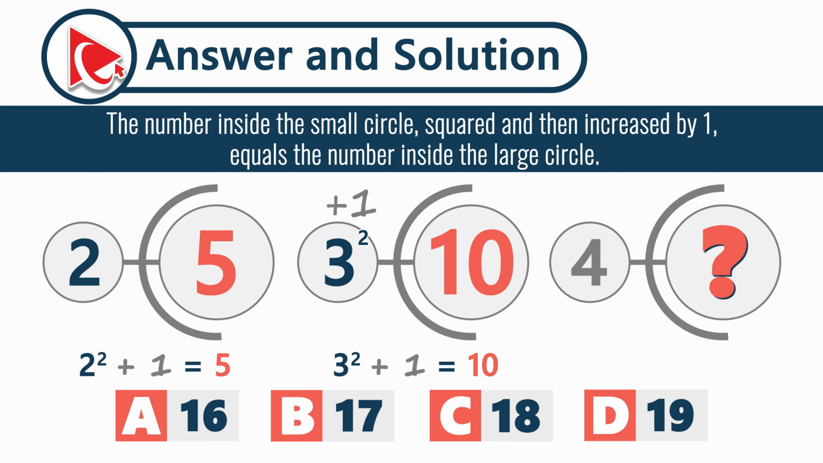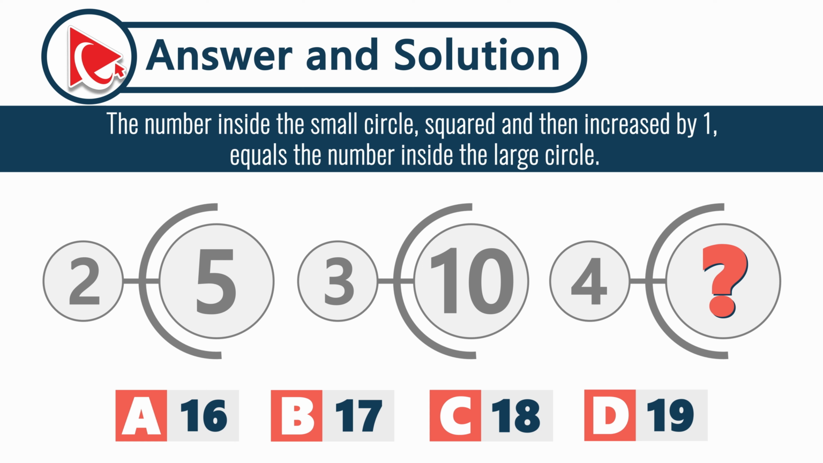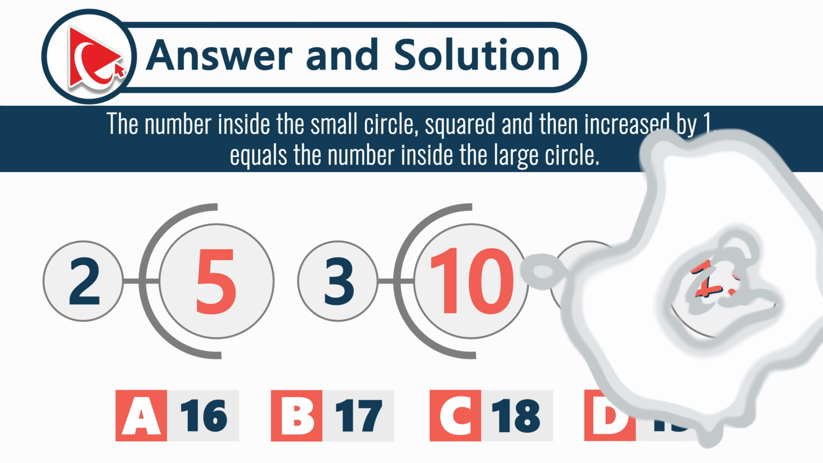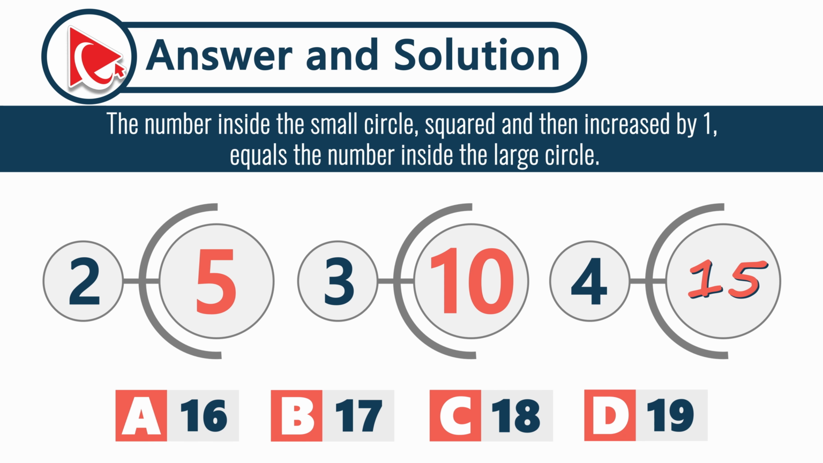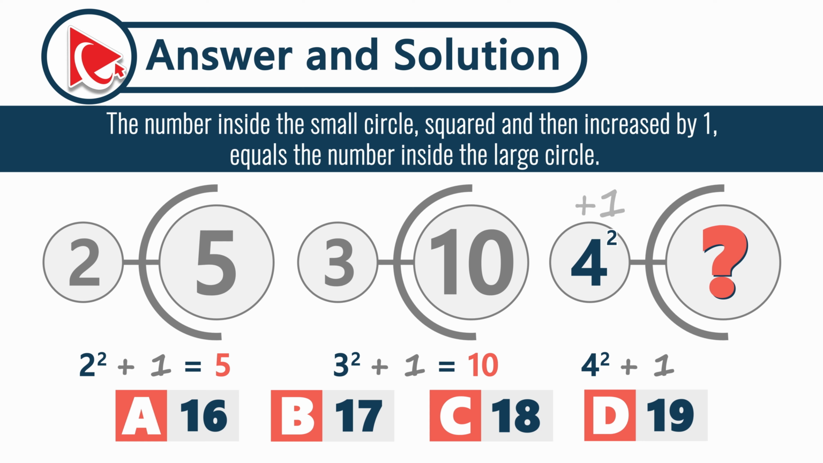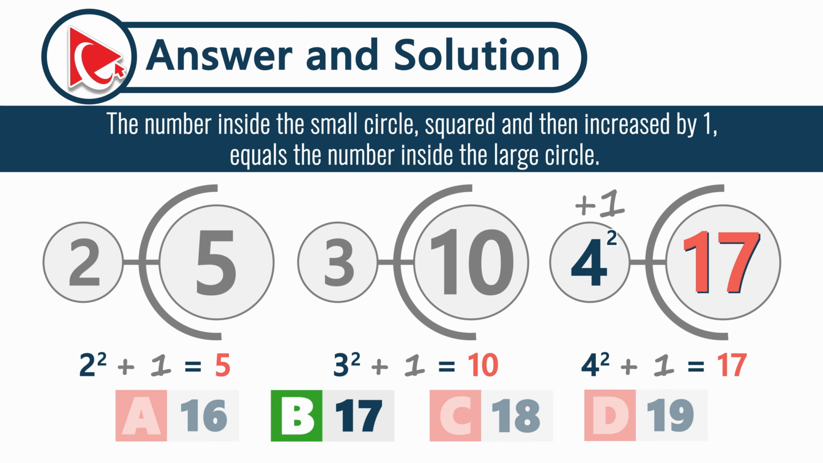What's interesting here is that if you look at the original question, you might have spotted different patterns. If you just look at the numbers in small circles, you see that they increase by 1: 2, 3, 4, and then numbers in the large circles increase by 5, 5 and 10. But then the final number would be 15, which is not one of the existing choices. But now you know how to calculate the missing number. 4 squared plus 1 equals 17, and the correct answer here is choice B, 17.